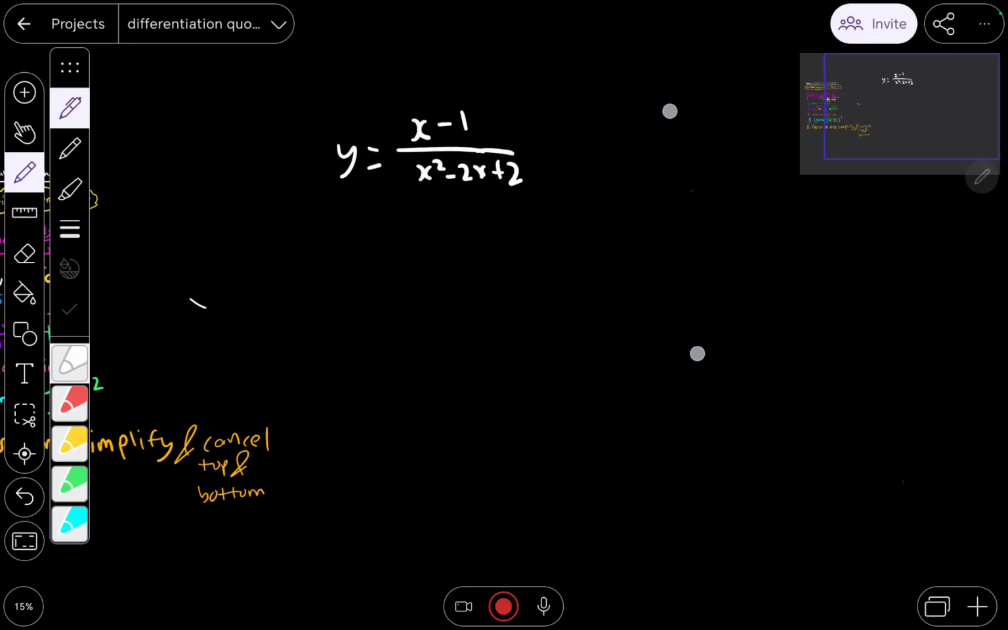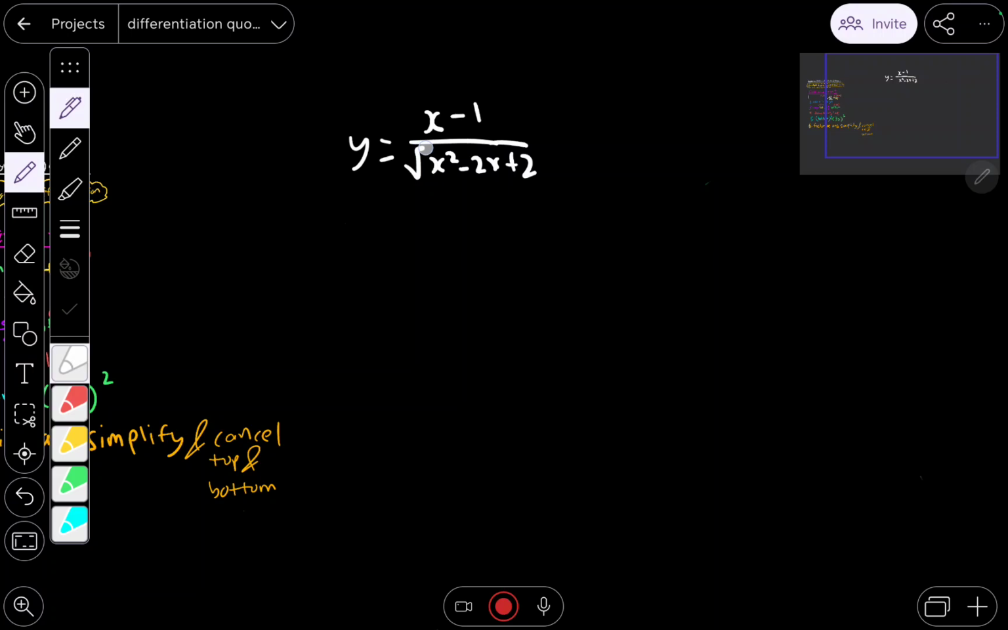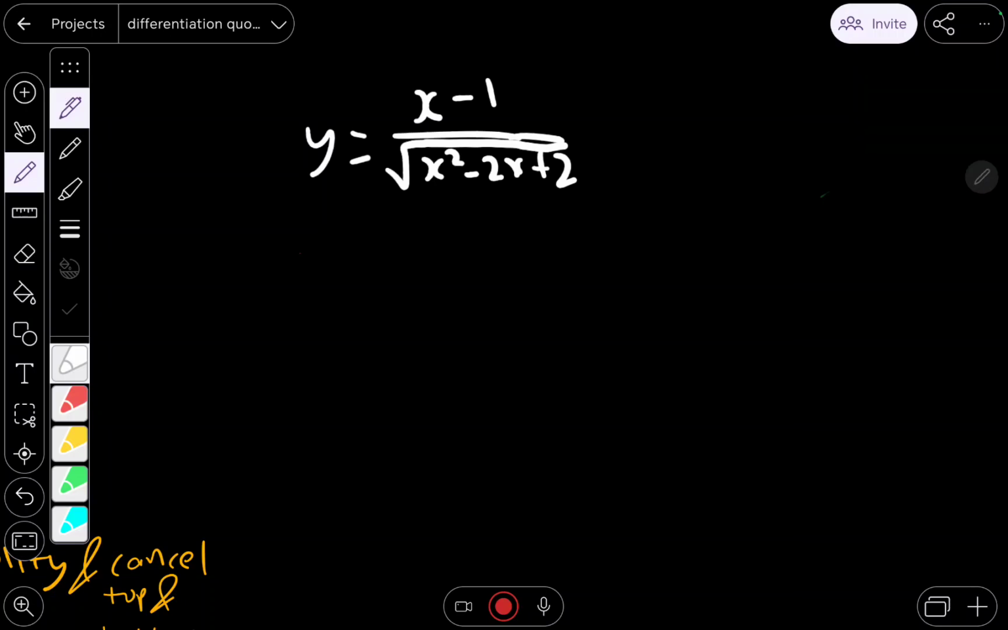We're going to look at this question. Wait, I forgot something. There we go. Differentiate the following with respect to x: y equals x minus 1 over the square root of x squared minus 2x plus 2. This is slightly more tedious. So I will ask myself, is it in a nice form to differentiate? Can I straight away write dy over dx? Cannot, right? Because of the square root over here. Yes, there's a square root here, so I can't.